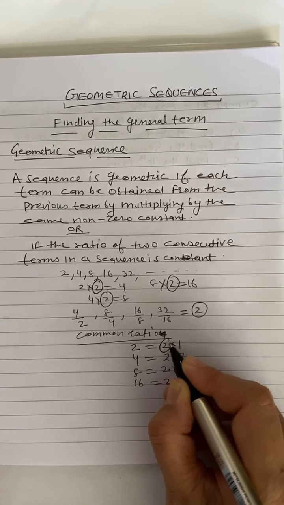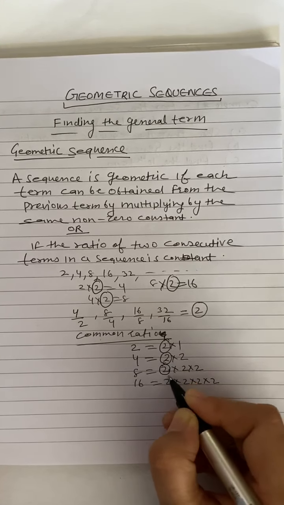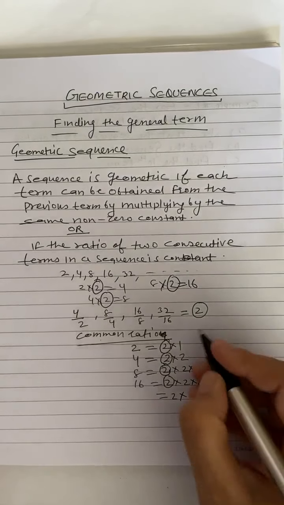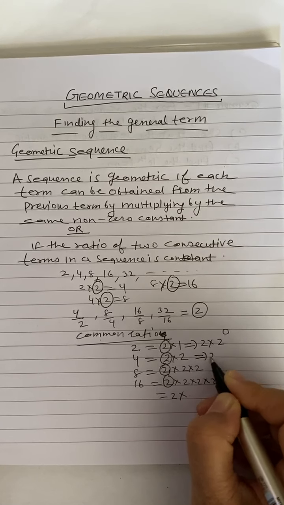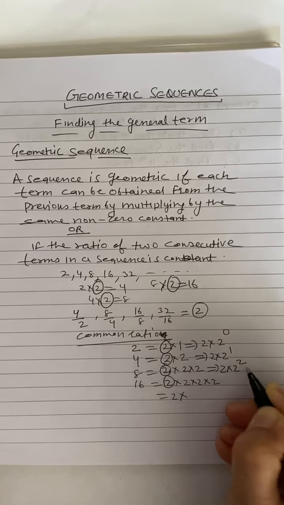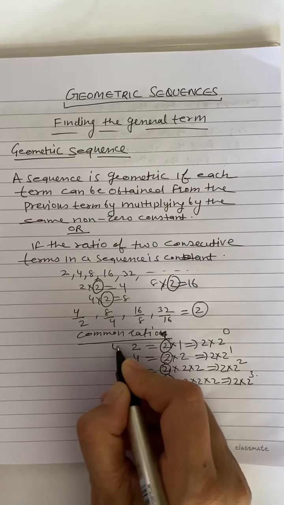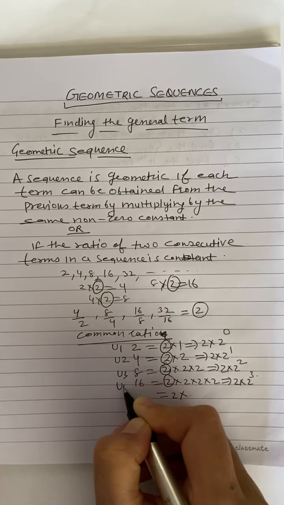So we can keep this first 2 as a constant, and then you can express this one as 2 times 2 to the power of 0. This one is 2 times 2 to the power of 1. This is 2 times 2 to the power of 2. This is 2 times 2 to the power of 3. And this is u1, this is u2, first term, second term, third term, and fourth term.